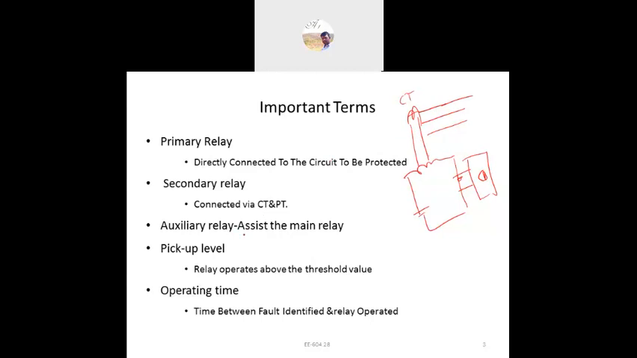Next, the auxiliary relay, which protects the primary. If the main system fails, the backup one, that is the auxiliary relay, has to protect. Next is the pickup level. The relay operates above the threshold, and the threshold is nothing but a predetermined value. We have to know at what level the fault occurs, and that is the threshold. Next, the operating time: the time between the fault being identified and the relay operating is the operating time of the relay.